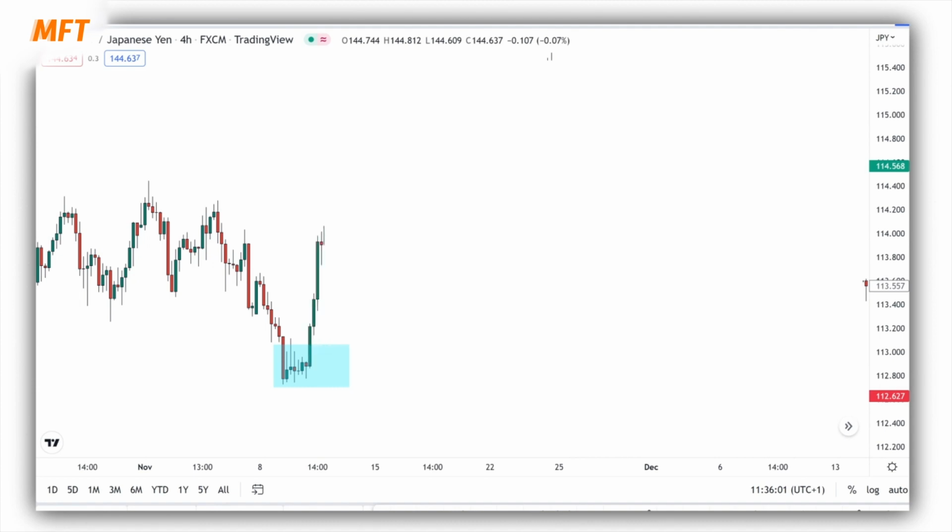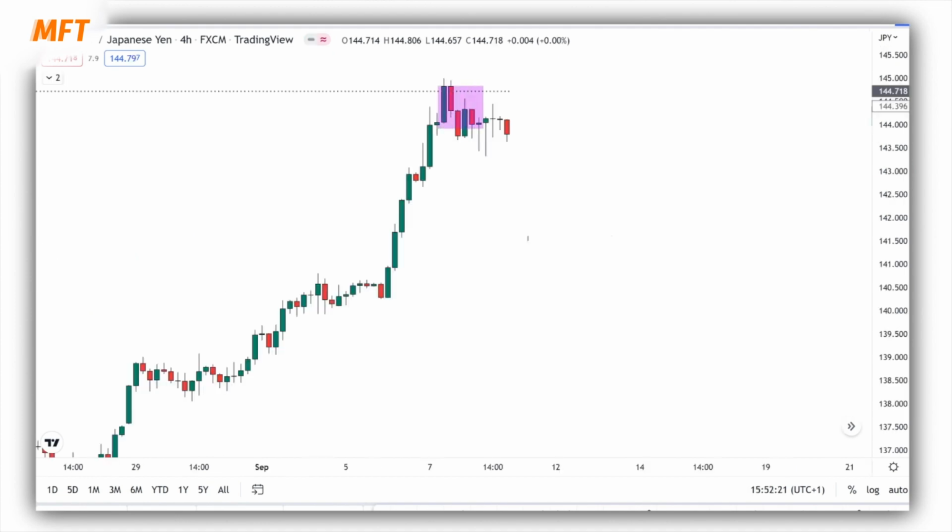Next, we look for a breakout of that range. If it breaks out upward, it represents an increasing demand and a lack of sufficient supply. If it breaks out downward, that represents an increasing supply and buyers reducing their demand.